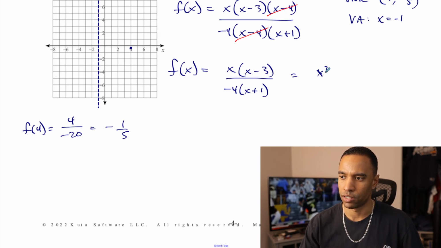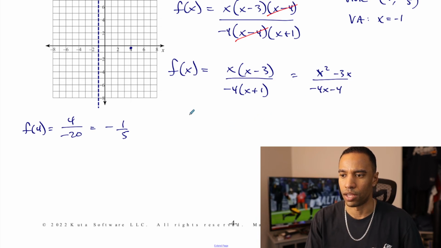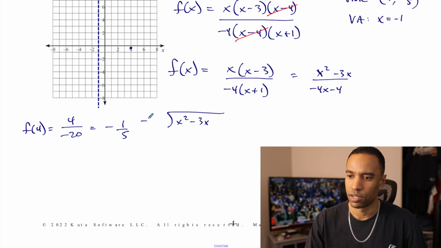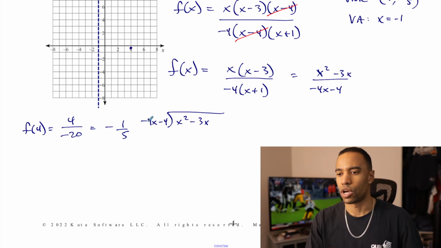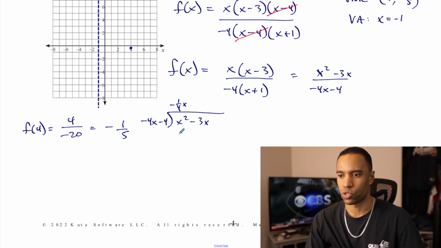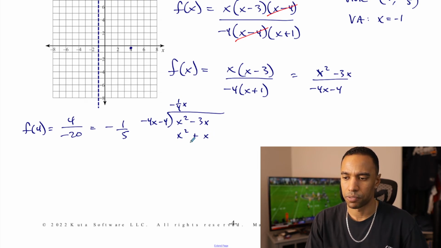So that's x squared minus 3x over negative 4x minus 4. Okay, let's divide right there. X squared minus 3x over negative 4x minus 4. So negative 4x goes into x squared negative 1/4 x times. So let's multiply those, and we get x squared, of course, there. And negative 4 times negative 1/4 x is positive x.